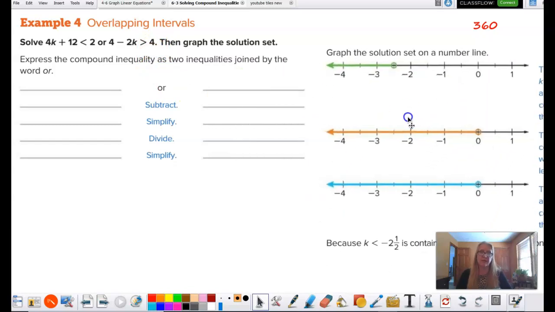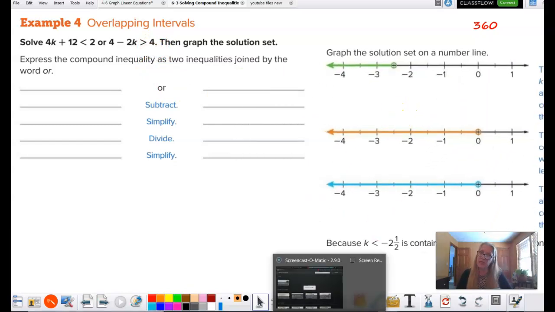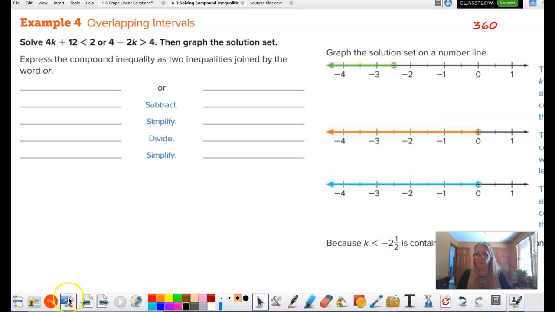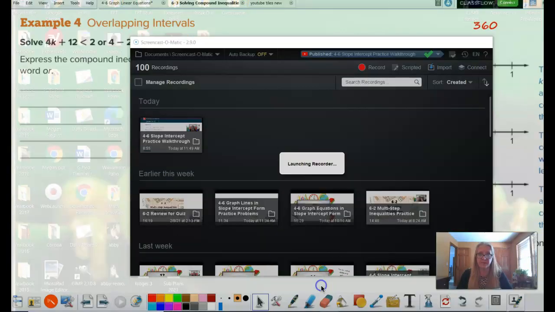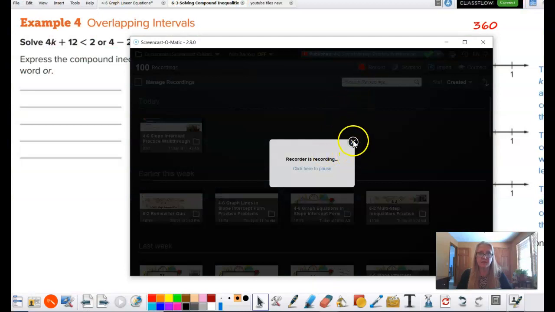So let me go ahead and type in all of the solving. I'll pause this for just a second. Oh, where'd my pausey thing go? Oh dear, I don't see the pausey thing. Recorder is recording.